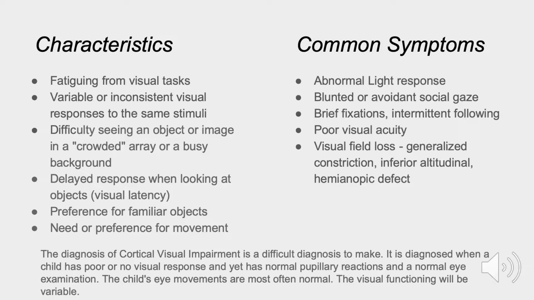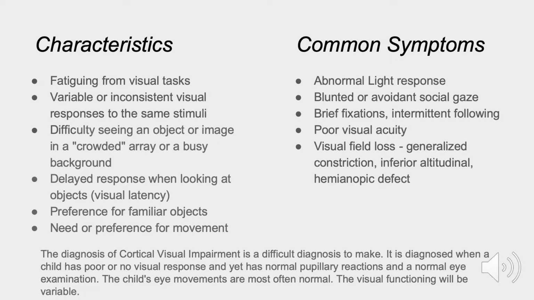Common symptoms include abnormal light response, blunted or avoidant social gaze, brief fixations, intermittent following, poor visual acuity, visual field loss, otherwise known as generalized constriction, inferior altitudinal hemianopic defect.